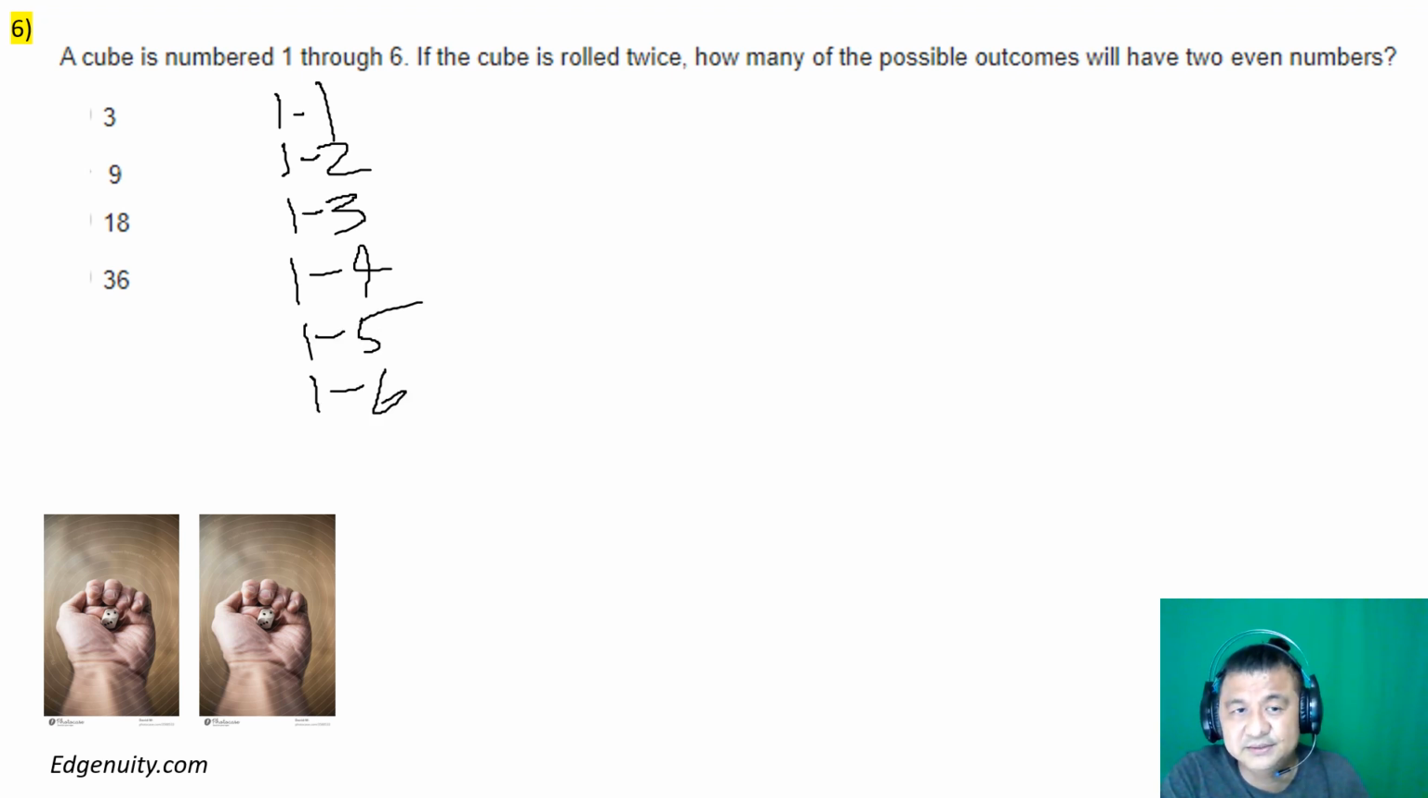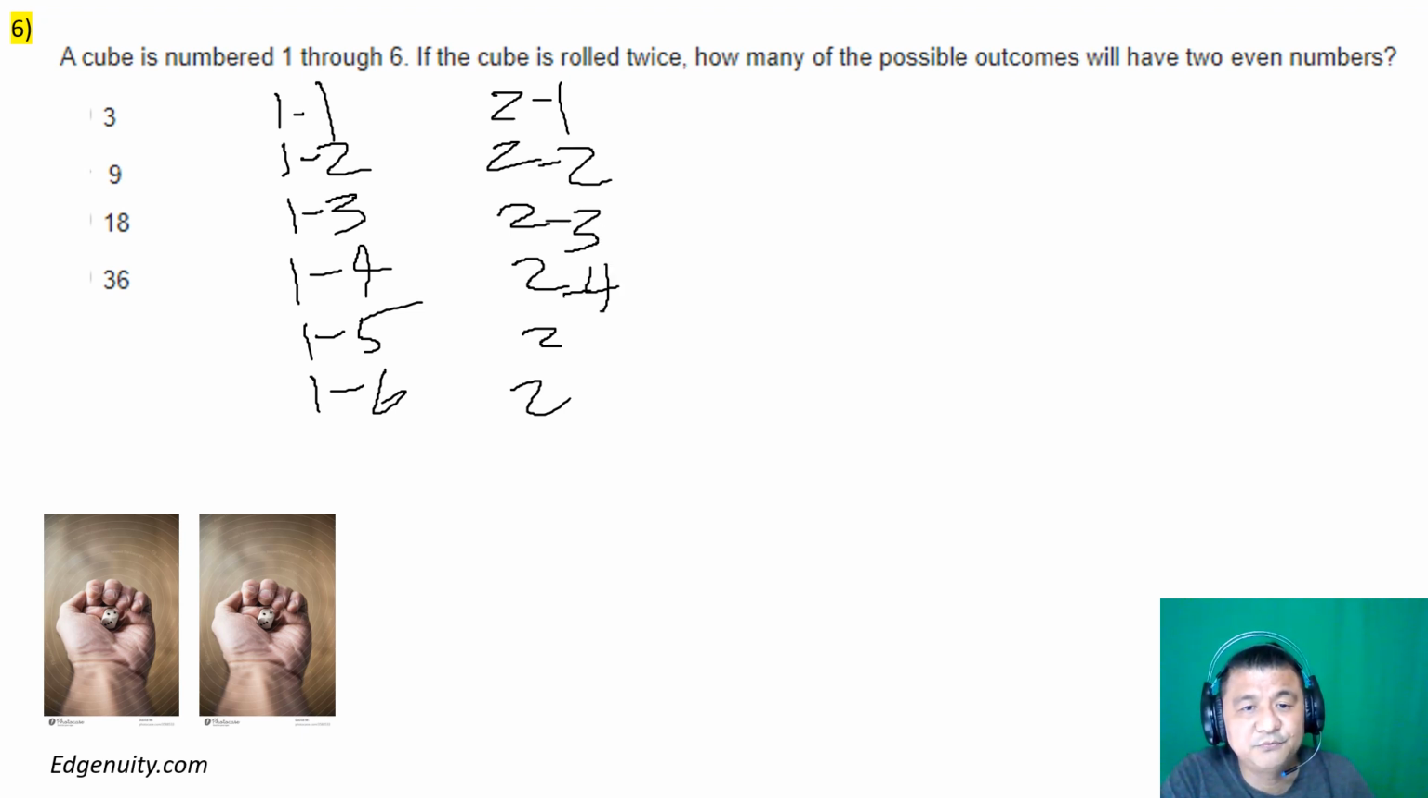Are we good with that? But the first one could be 2, right? The first one could be 2 followed by 1, 2 followed by 2, 2 followed by 3, 2 followed by 4, 2 followed by 5, 2 followed by 6. Okay, we can already see a pattern, right?